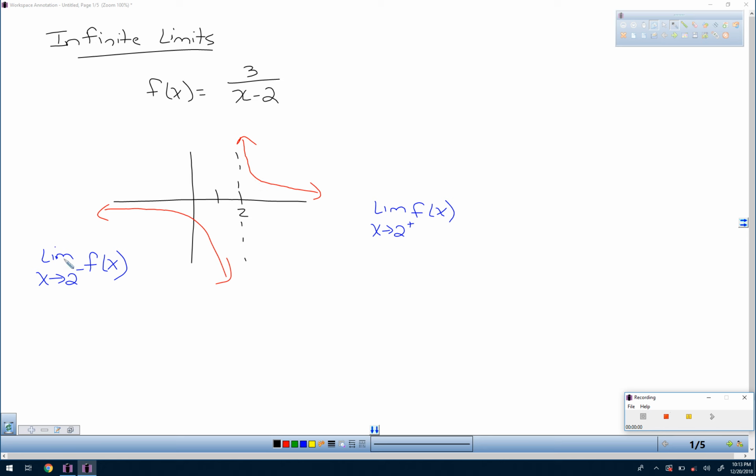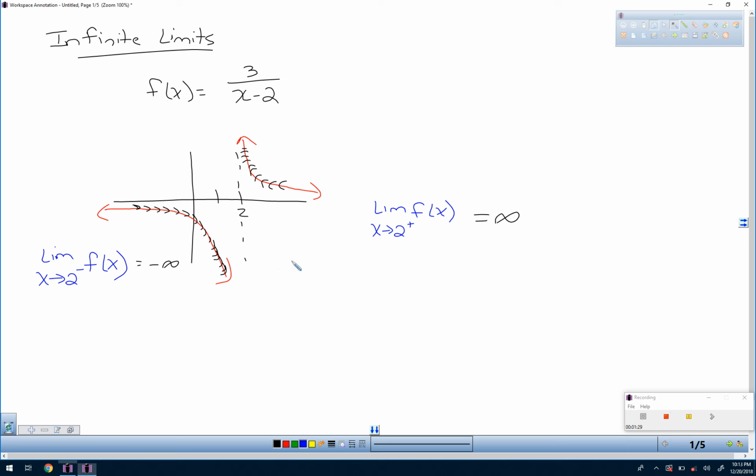If I ask you to tell me the limit of my function as you approach 2 from the left, so here's 2, and you approach from the left, you'll notice that your function goes on without bound in the negative direction. So my limit is negative infinity. If I were to ask you what the limit is as x approaches 2 from the right-hand side, you notice that it increases without bound in the positive direction. So this will be positive infinity. So both of these limits are infinity. One's positive and one's negative.